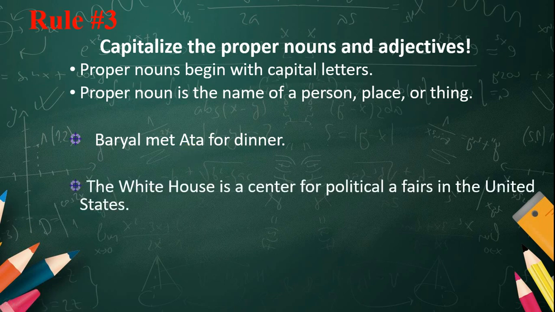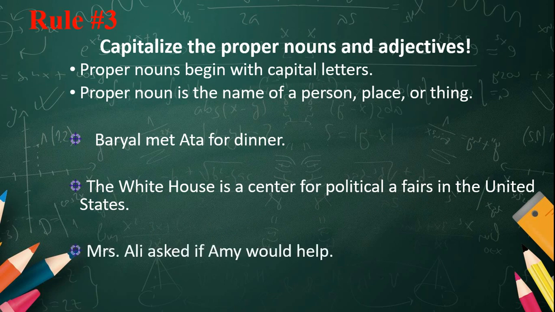Example number 2. The White House is a center for political affairs in the United States. You see that White House is the name of a specific place, right? There is a place in America, in Washington D.C., which is called the White House. W and H are written with capital letters. Why? Because they are proper nouns. Now you see that in United States, U and S are also written with capital letters because they are also proper nouns.